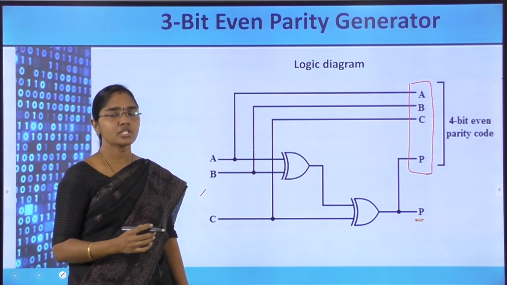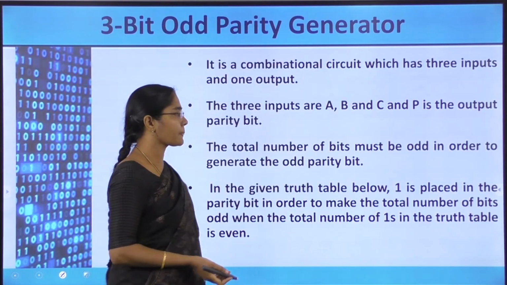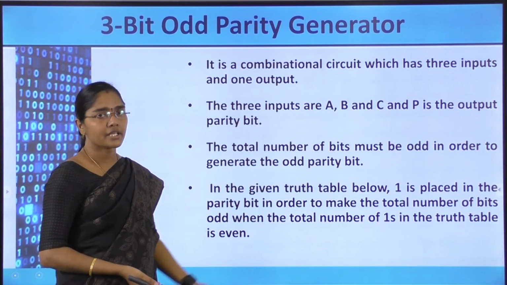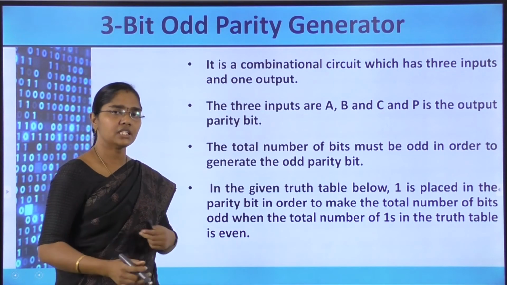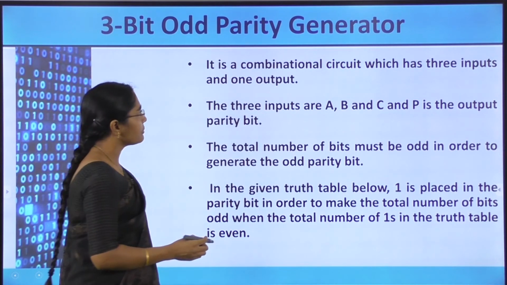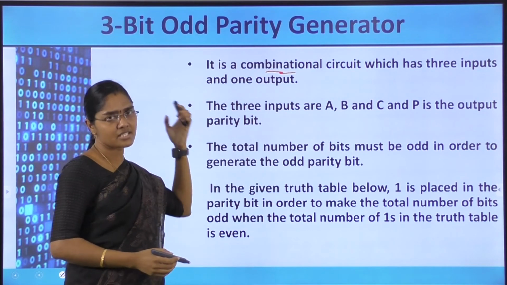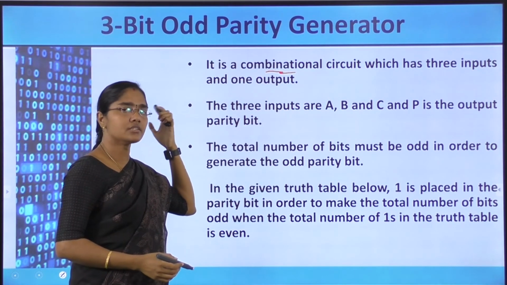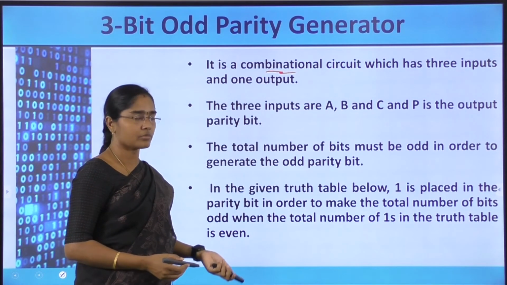Okay, I hope you understood this 3-bit even parity generator. Next, odd parity generator. Next generator is what? Odd parity, opposite to, the complement of the even parity generator. The odd parity generator is also a combinational circuit which has 3 inputs. For example's sake we are seeing 3 inputs and 1 output.